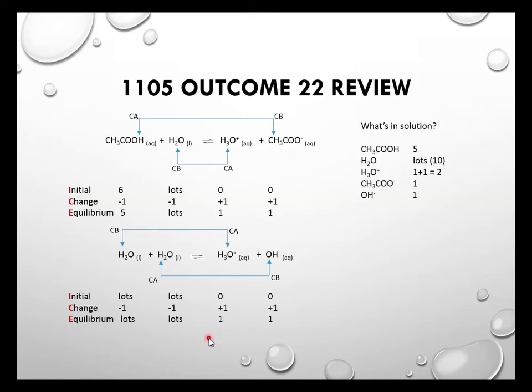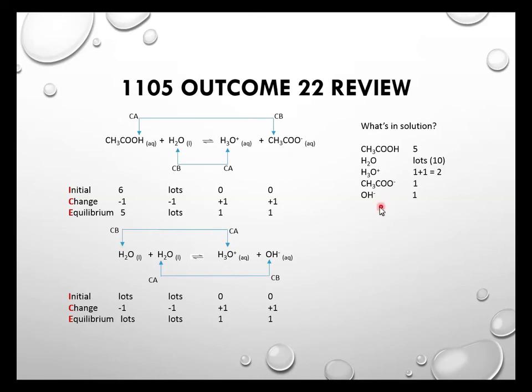So what's floating around in solution? Just go through everything in the reactions. Acetic acid, there are still 5 molecules left. Water, we have lots. H3O plus, we have 1 from this reaction and 1 from this reaction for a total of 2. Acetate anion, 1 from this reaction, and OH minus, 1 from this reaction at the end.